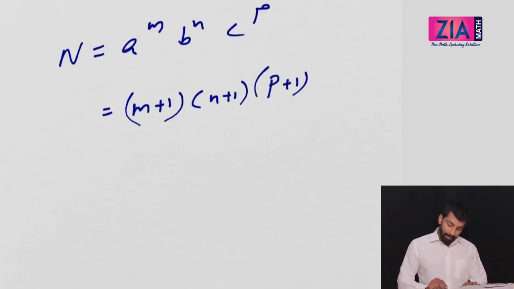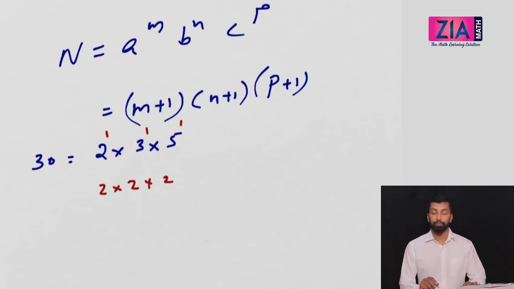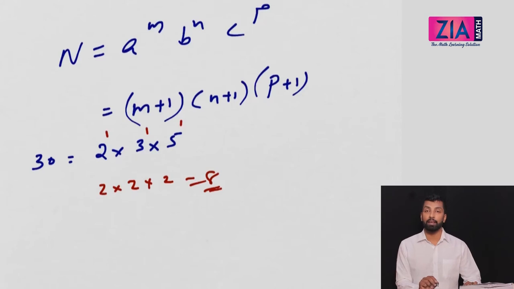That's it. Like in case of 30, you have 2 into 3 into 5. So in all these cases the power is 1. So 2 into 2 into 2, so you got 8. I hope this is clear for you.